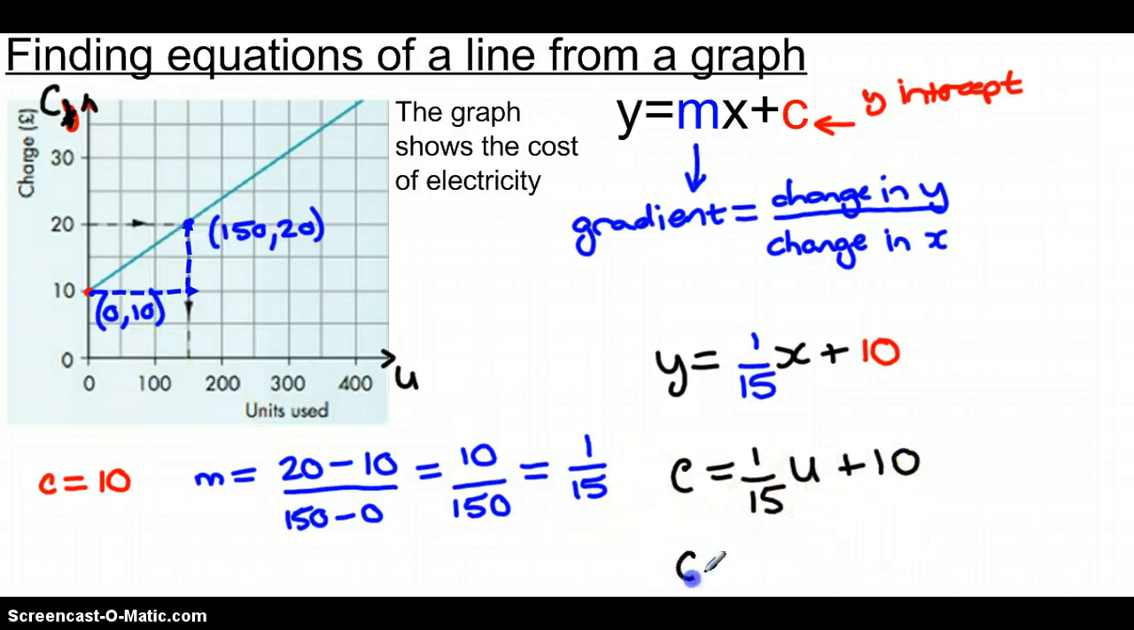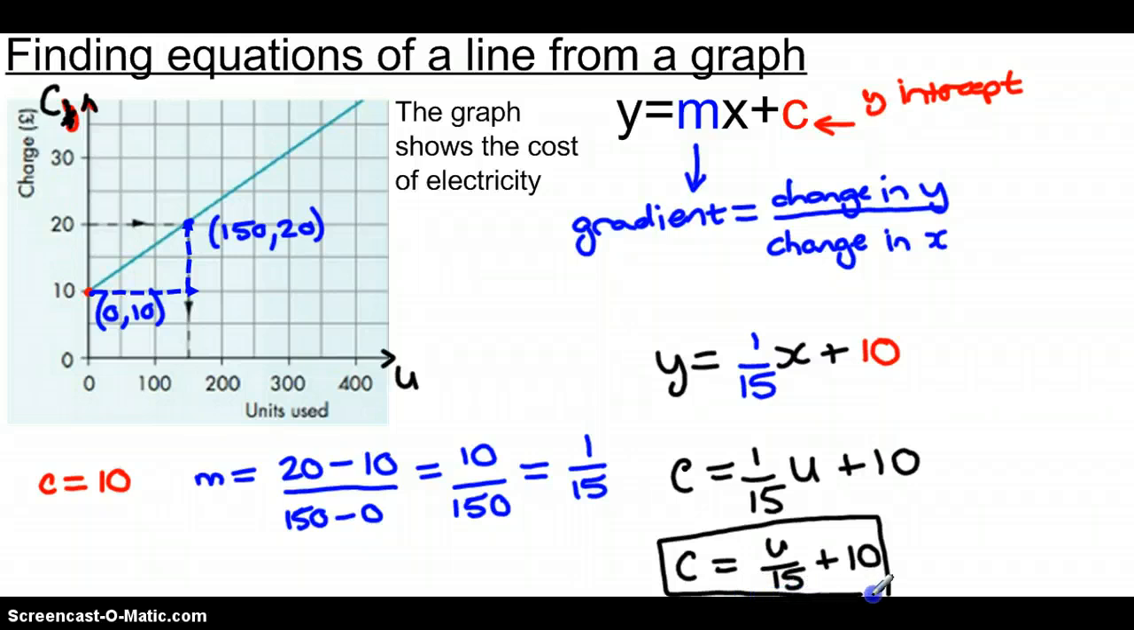Just for reference, that would be exactly the same as doing u divided by 15 plus 10. And that is the formula for this particular graph. C equals u over 15 plus 10. See if you can have a go with a conversion graph of your choosing.